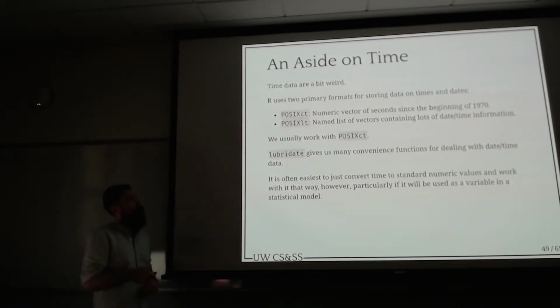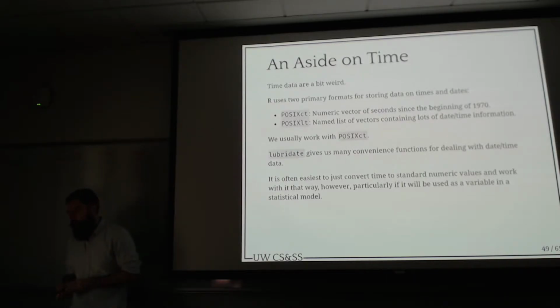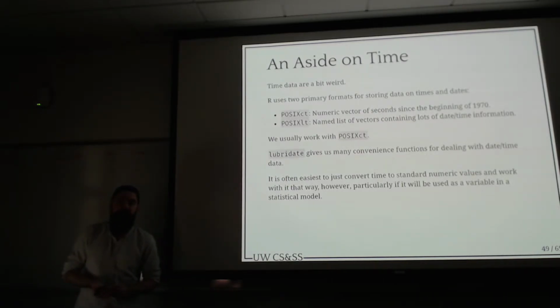Lubridate has lots of functions for converting things into POSIX time and manipulating objects that are in POSIX time. If you want to do any kind of math with times and dates, I would say immediately just convert them to numeric values and work with them as normal numbers. But if you want to work with them as actual times and dates, keep them in POSIX time and do things with Lubridate.